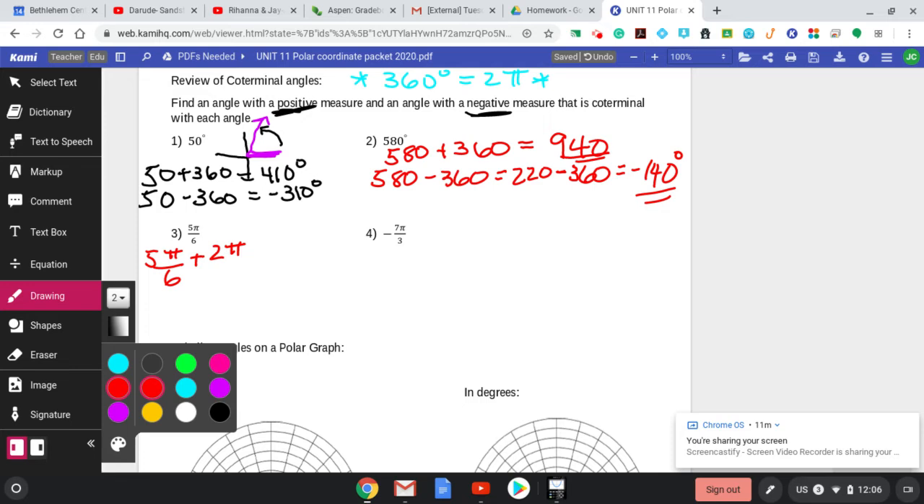All right, so when I add these together here, I'm going to need a common denominator. All right, because this is over 1, so my common denominator looks like it's going to be 6. So it's going to be 5 pi will stay 5 pi. What do you multiply 1 by to get 6? You got to multiply it by 6. So this is going to be plus 12 pi.